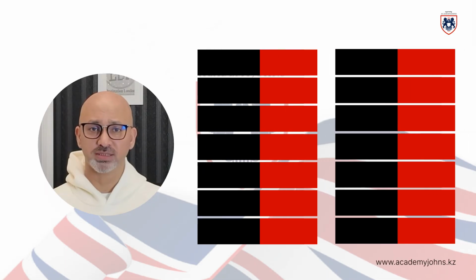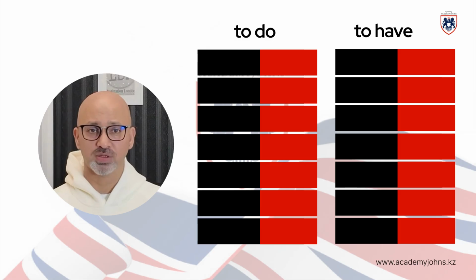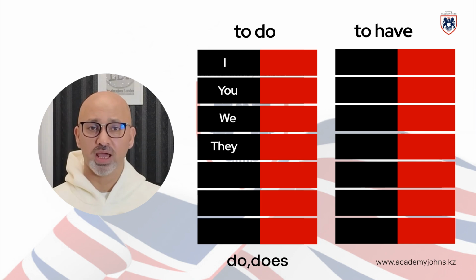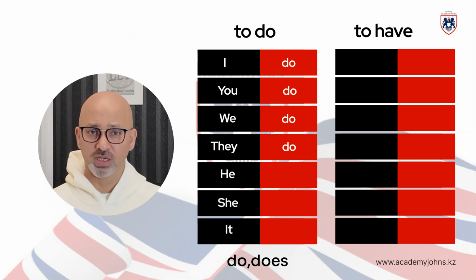Before constructing a sentence, let's examine how to conjugate the verbs to do and to have. We'll begin with the verb to do. It appears in two forms, do and does, depending on the subject. With I, you, we, and they, we use do. For he, she, it, we use does.